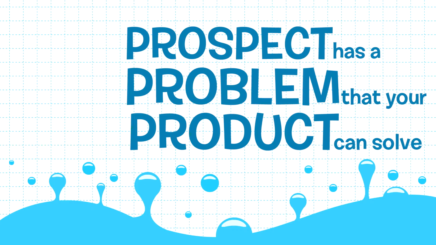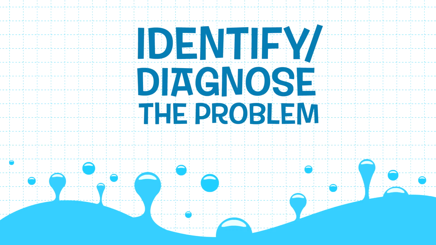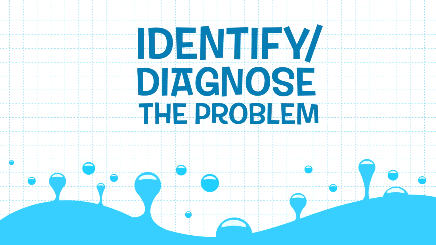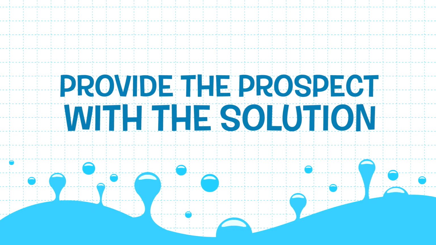So in the introduction of your pitch, you must first identify the problem that your prospect wants to solve. In this same introduction, you identify the who, and you actually make something to call his attention. The number one way to call his attention is by diagnosing the problem. And with this diagnosis, the prospect actually will feel identified with this problem, and immediately in his mind he will start to look for a solution. But that doesn't matter, because you will be there ready to provide the prospect with what they need, with the solution for their problem.